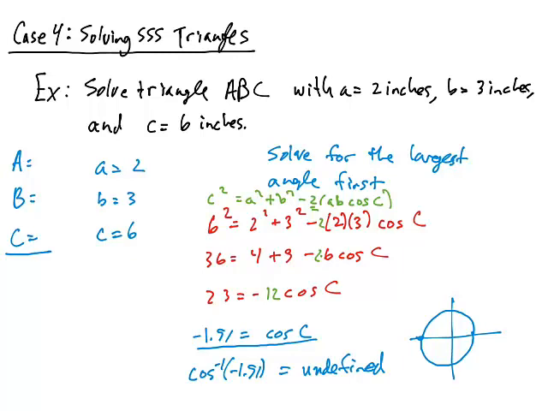So there's no angle that has a cosine value that is less than negative 1. So if we see something of this form, we say that there are no possible triangles.